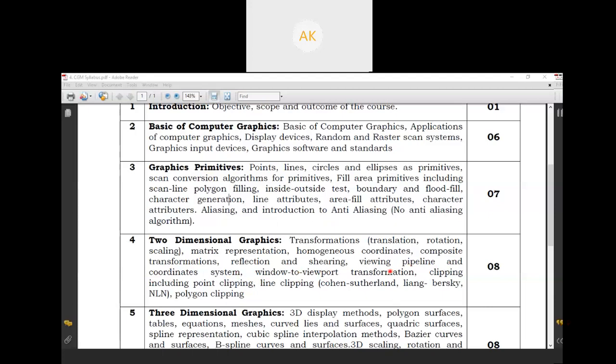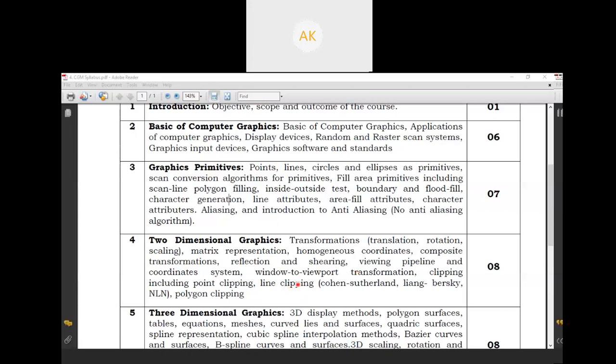Window to viewport transformation, clipping, different kinds of clipping: line clipping, polygon clipping, circle clipping. For line clipping there are several algorithms, like the Cohen-Sutherland algorithm, and polygon clipping. Clipping means suppose the object is outside your window, then we have to clip. So how can you clip? There are several algorithms for clipping.